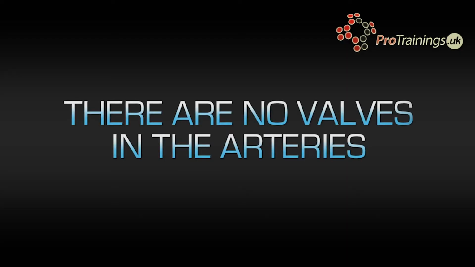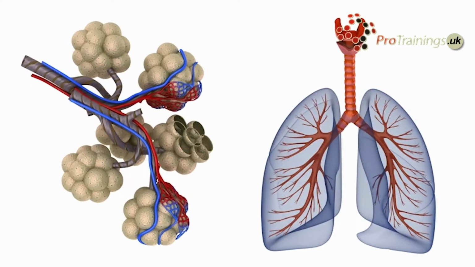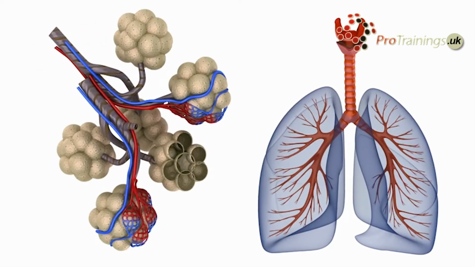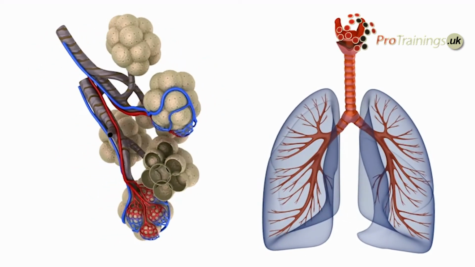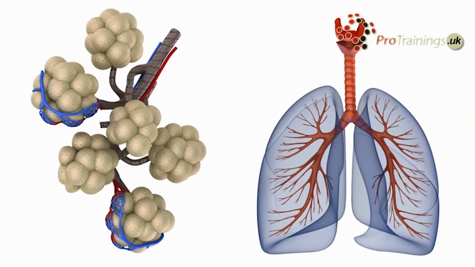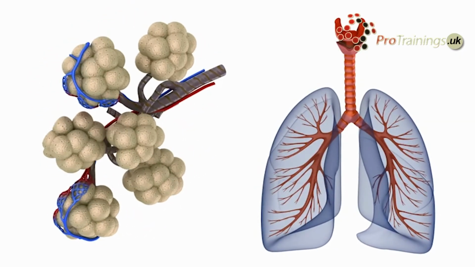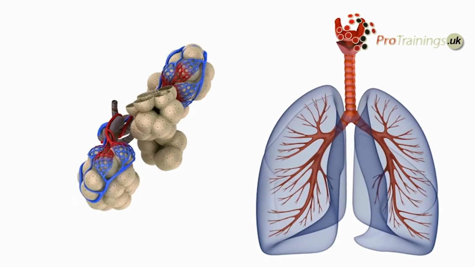Unlike the veins, there are no valves in the arteries other than those at the exit points of the ventricles to prevent backflow. Arteries and arterioles predominantly carry oxygenated blood around the body. The exception to this rule is the pulmonary arteries and arterioles, which carry deoxygenated blood to the lungs to be reoxygenated.